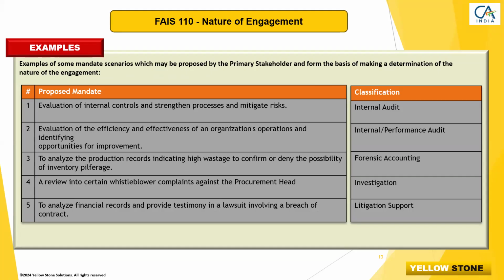So the first one is internal audit. Second one is performance audit. Third is forensic accounting, investigation, and then litigation support. So Santosh ji was somewhere right. I think Naveen ji, at least in terms of forensic or not, except for the third, he almost got it right.